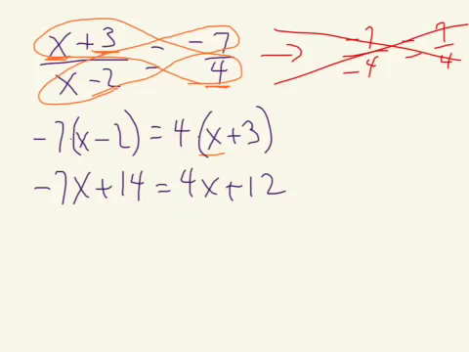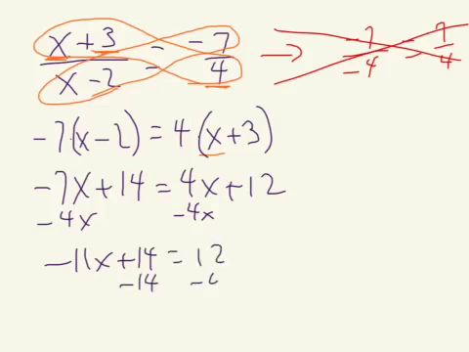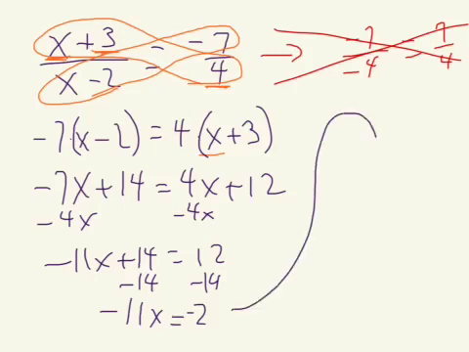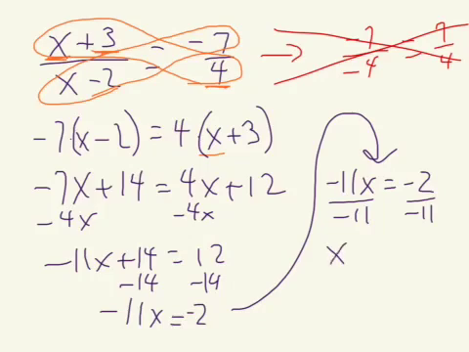Then let's move all the x's to one side. Negative 11x plus 14 equals 12. Let's move all the non-x's to one side. I'm running out of space here. Negative 11x equals negative 2. Double check that. Looks good. I'm going to do this because I don't have much room on here. Let's just copy that down again. Now you're going to divide both sides by negative 11. And you get x is 2 over 11.